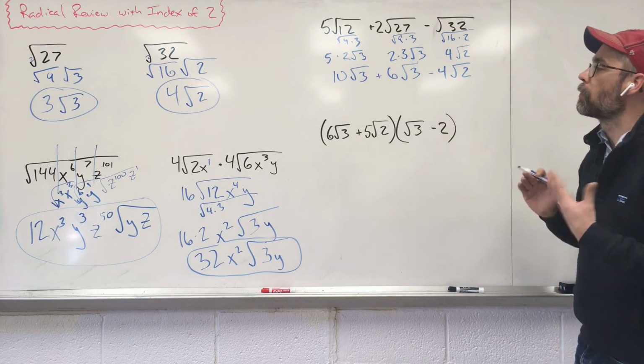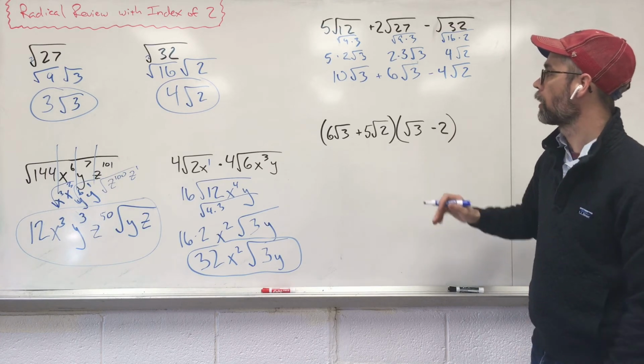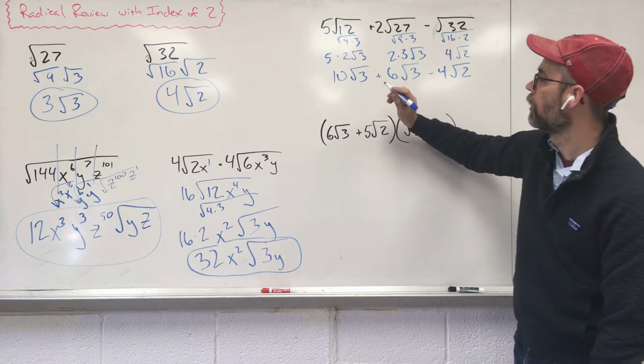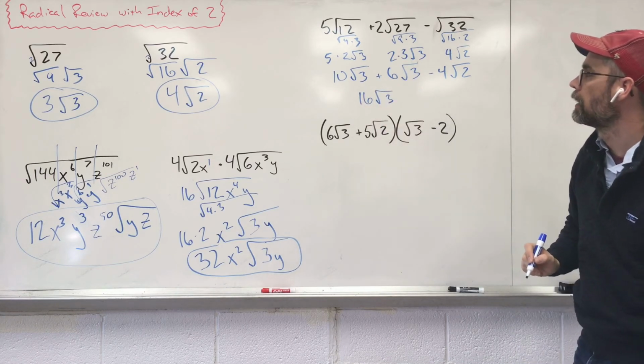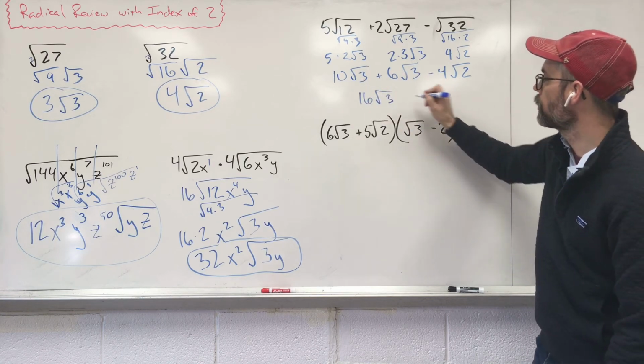Now, we broke everything down as much as we can. Now we can combine with whatever we want to combine, like radicals now. So 10 plus 6, 16. We're talking about radical 3's. And this radical 2, there's no other radical 2's in this group, so we just bring it down for the ride.